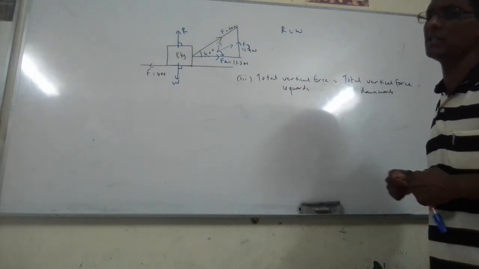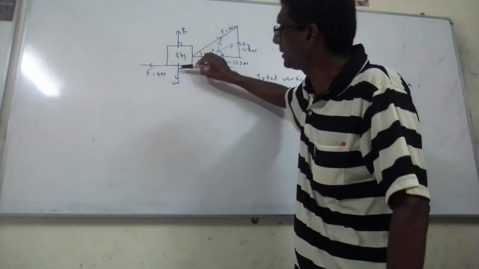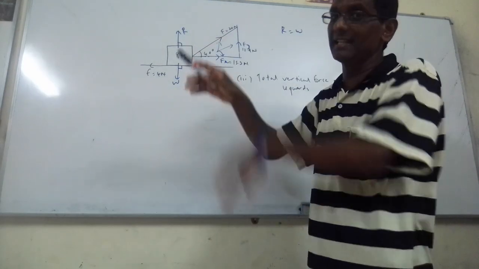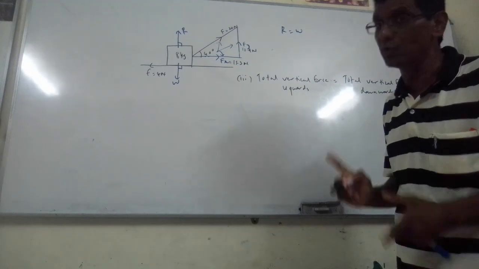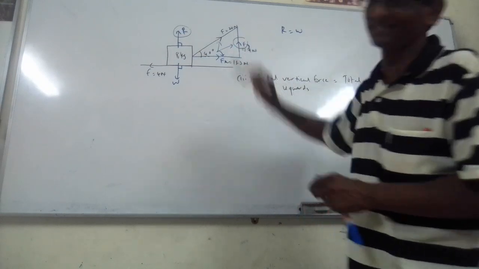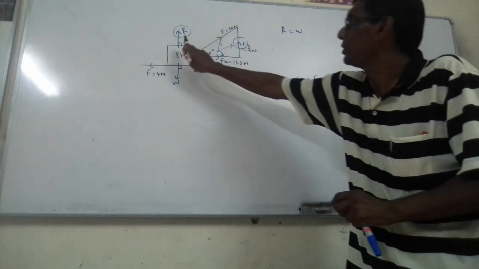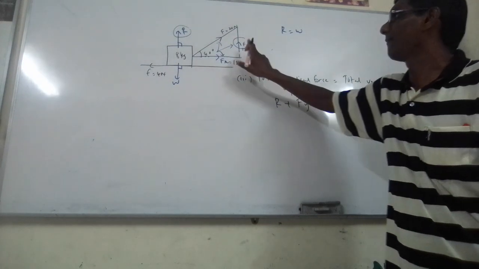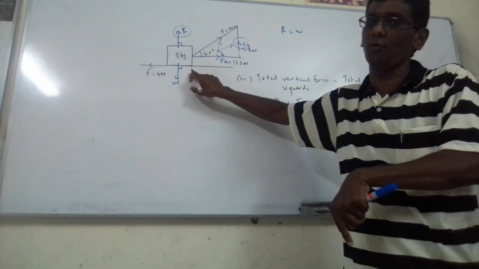What is a vertical force? Total vertical force upwards equals total vertical force downwards. Vertical means it's 90 degrees upwards, or 90 degrees downwards. So what are the total vertical forces upwards? There are two forces: one is R, another one is Fy. That's why Fy and Fx are very important to know the direction. So total vertical force upwards is R plus Fy. The two vertical forces upwards equal the only one vertical force downwards.